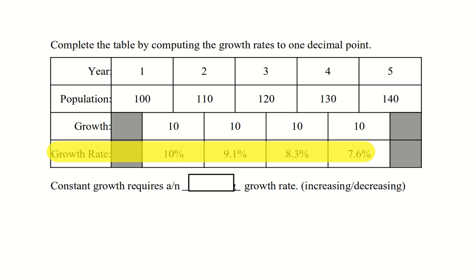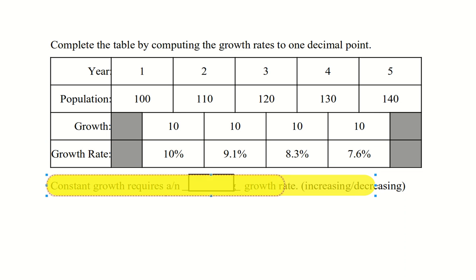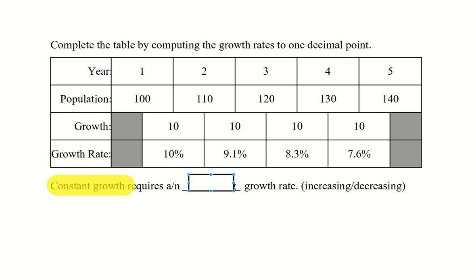The only way that growth can be constant, that is, the only way that we can have a constant amount of growth, is if the growth rate is decreasing. So constant growth requires a decreasing growth rate. So a nice reminder of how growth rates and growth compare. So a perfect introduction to Chapter 10.